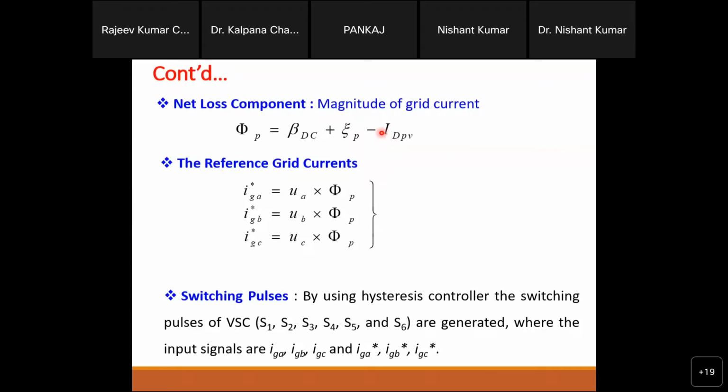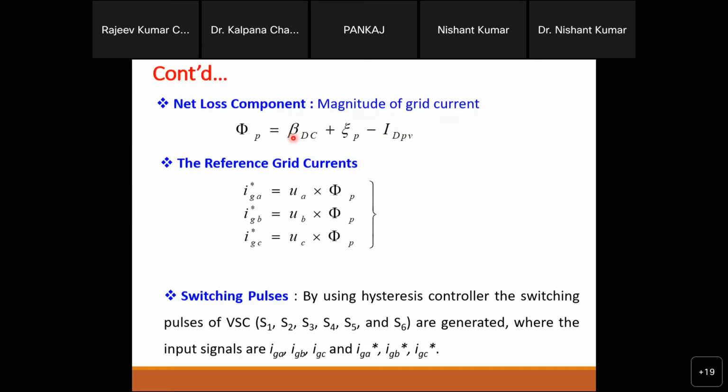Whenever we take current from the grid, we take power from the grid. At that time you will see the grid current is in phase with the voltage when you take the power from the grid, right? When the grid behaves like a source, at that time grid voltage and grid currents are in phase, right? So in this situation, this term should be positive.